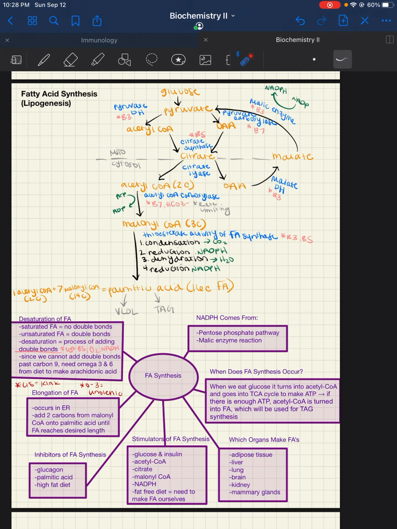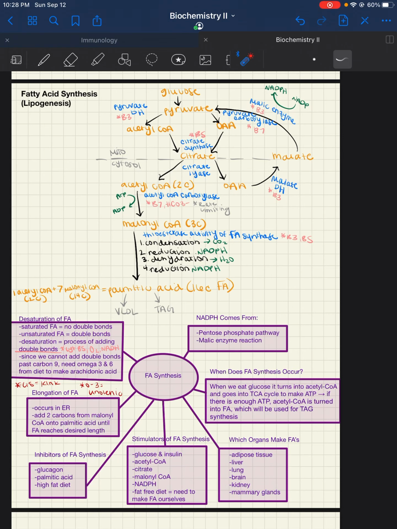I'm going to be talking about fatty acid synthesis or lipogenesis. The name is telling you what we're doing. We're synthesizing a fatty acid. This is happening in the fed state. Synthesis pathways happen in the fed state.